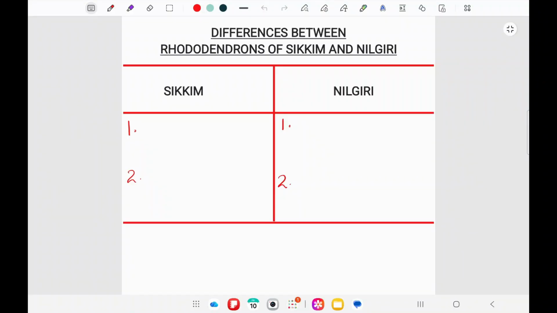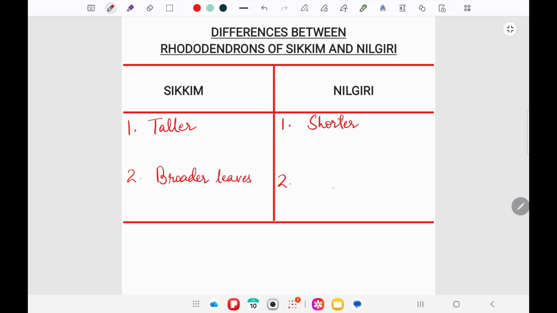Why is it so? Because in the Nilgiri hills the wind speed is very high, and if the plants are bigger, there are more chances of them getting broken. So the plants have adapted according to the habitat. The rhododendrons found in Sikkim are taller as compared to those found in the Nilgiri area. The next difference is the rhododendrons found in Sikkim have broader leaves, while those found in the Nilgiri area have smaller leaves.